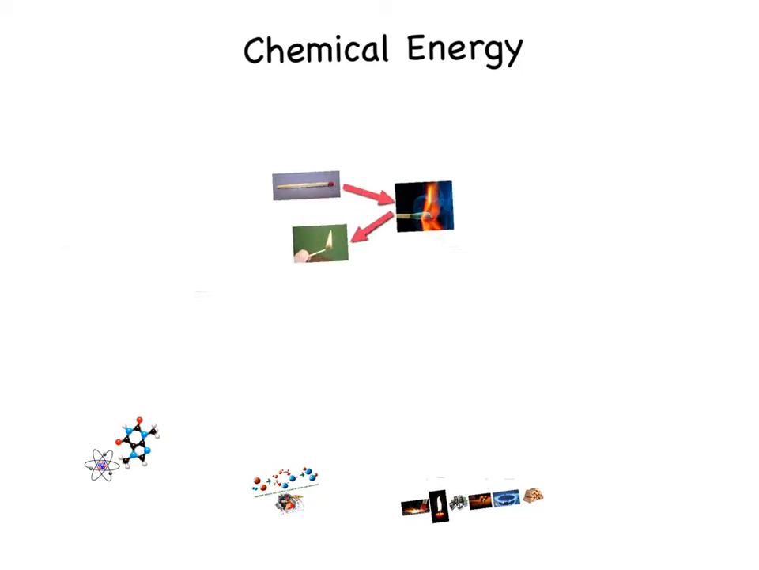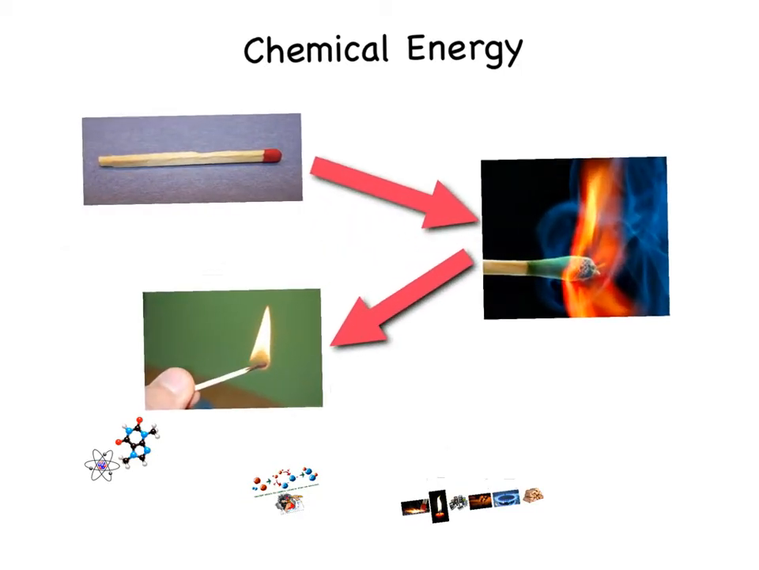For example, this match has chemical energy stored in it. When the match is struck, it burns, and the chemical in it produces heat energy, and in this case, light energy as well. So there you have it.